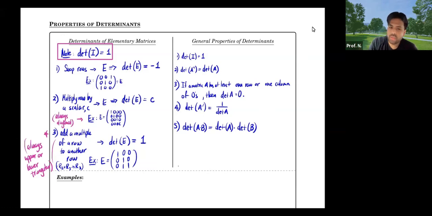matrix with the elementary matrix that multiplies a particular row by a scalar, then the determinant of that elementary matrix is just the scalar, whatever that scalar is, because the elementary matrix is a diagonal matrix, and the determinant would be just the product of the main diagonal, which would just result in c. And the nice thing is when you find the determinant of an elementary matrix that represents adding a multiple of a row to another row, the determinant is just 1.